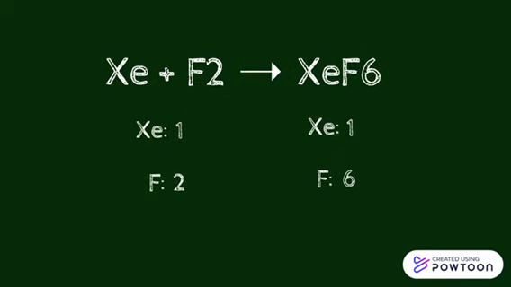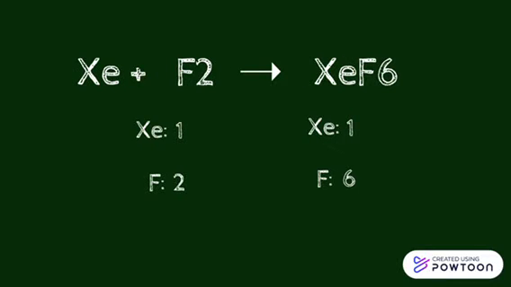On the right side, I've got 6 fluorines, but on the left, I've got 2 fluorines. So for this to balance, I need more fluorines on the left side. I can add a number in front of the F2. If I put 3 in front of the F2, now I have 3 times 2, which gives me 6 fluorines. And now they balance: 1 and 1 for the xenons and 6 and 6 for the fluorines. Now this is a balanced equation.